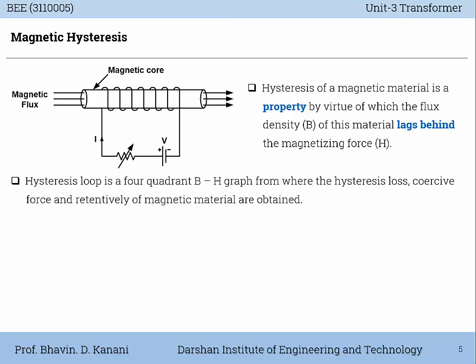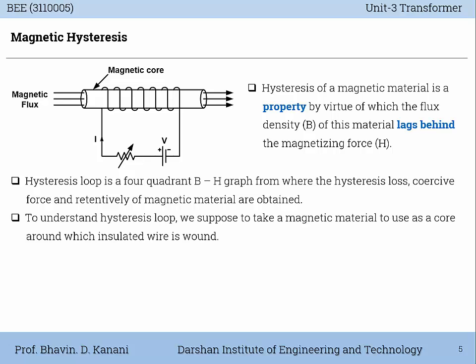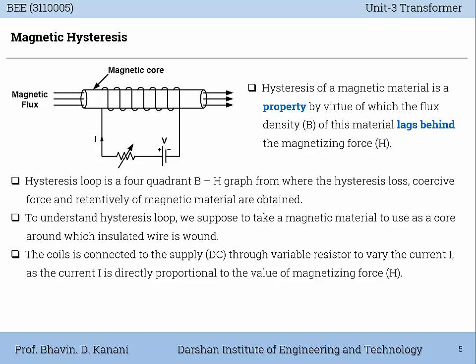The hysteresis loop is a 4-quadrant BH graph from where the hysteresis loss, coercive force, and retentivity of a magnetic material are obtained. To understand the hysteresis loop, we take a magnetic material to use as a core around which insulated wire is wound. The coil is connected to the DC supply through a variable resistor to vary the current, as the current is directly proportional to the value of the magnetizing force.